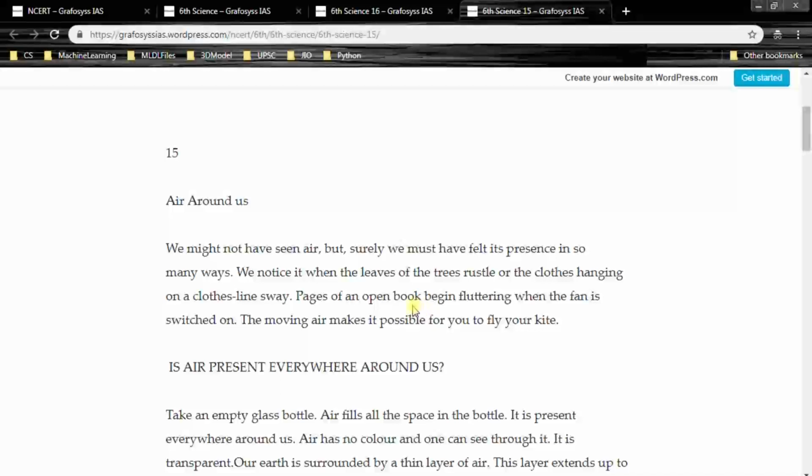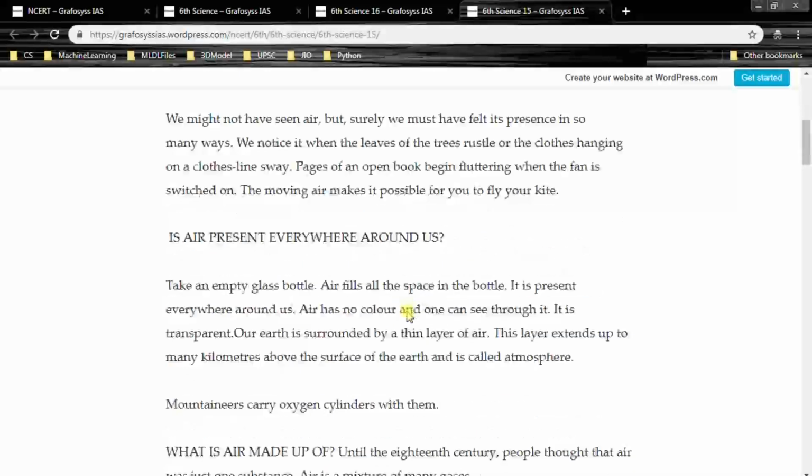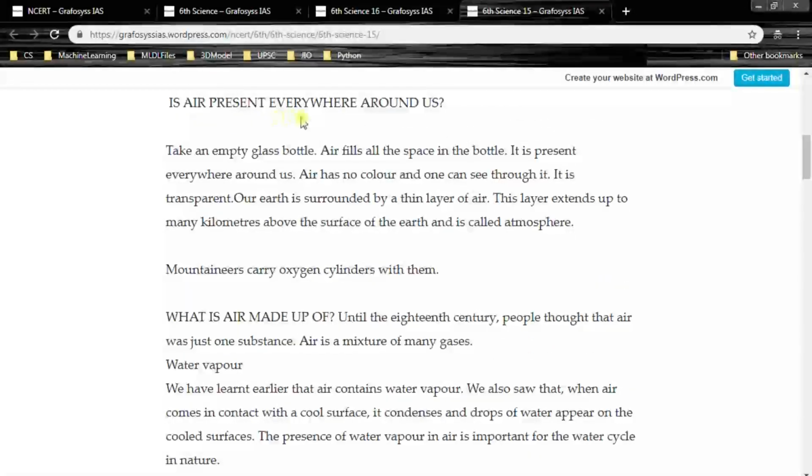We feel air when we fill it in a balloon, or in fluttering, rustling leaves and pages fluttering, etc. Is air present everywhere around us? Take an empty glass bottle. Air fills all the space in the bottle. It is present everywhere around us. Air has no color and one can see through it.